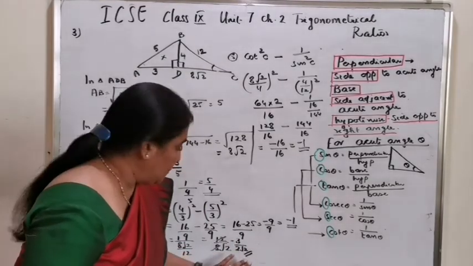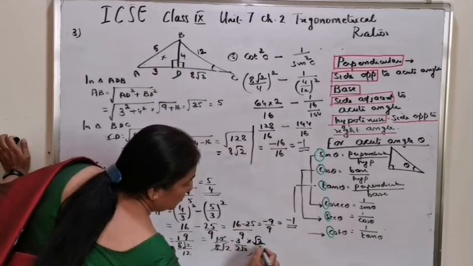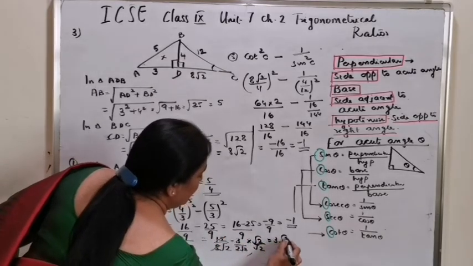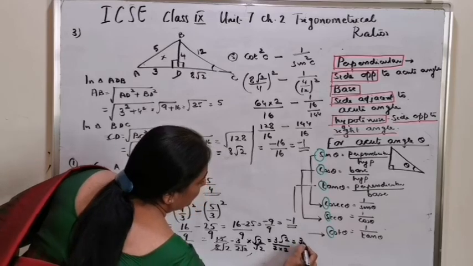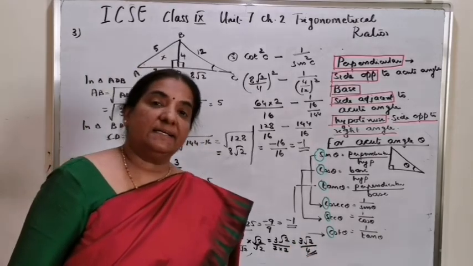3 by 2 root 2 can be rationalized by multiplying by root 2 by root 2, which is the same as 3 root 2 by 2 into 2, or 3 root 2 by 4. So you have rationalized the denominator.